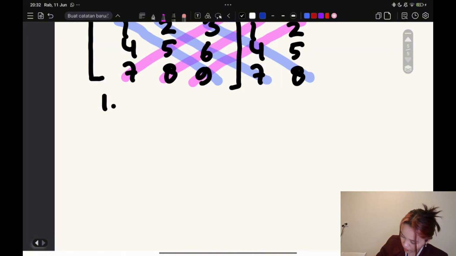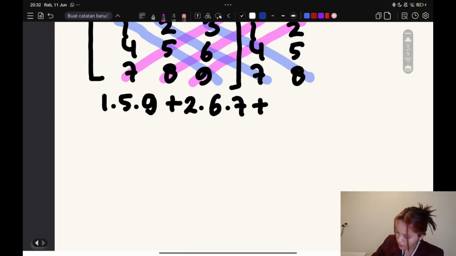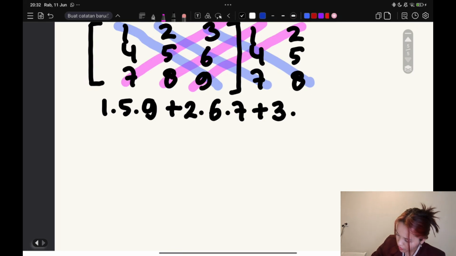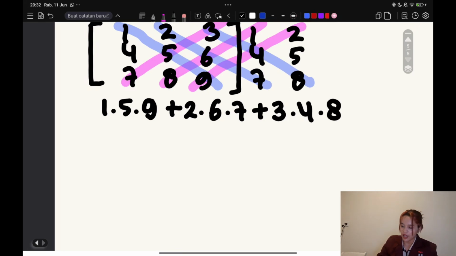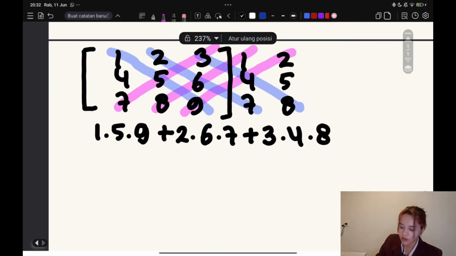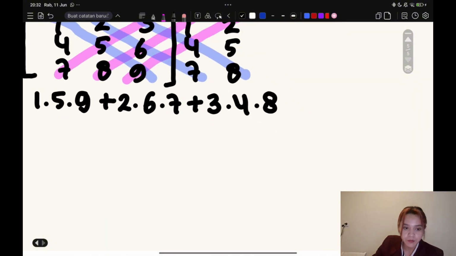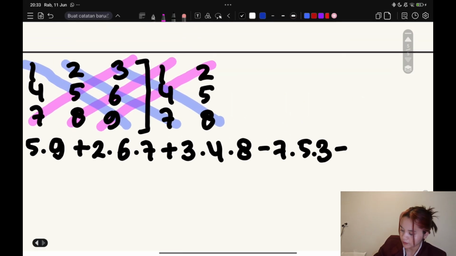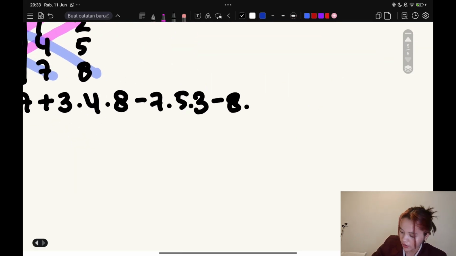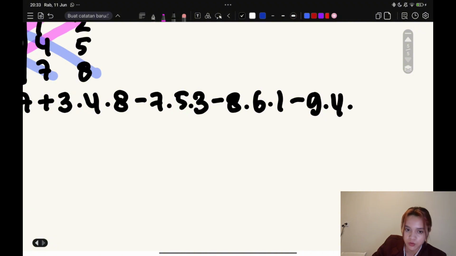1 times 5 times 9 plus 2 times 6 times 7 plus 3 times 4 times 8. This is for the blue color, and for the pink one we have to minus 7 times 5 times 3 minus 8 times 6 times 1 minus 9 times 4 times 2.